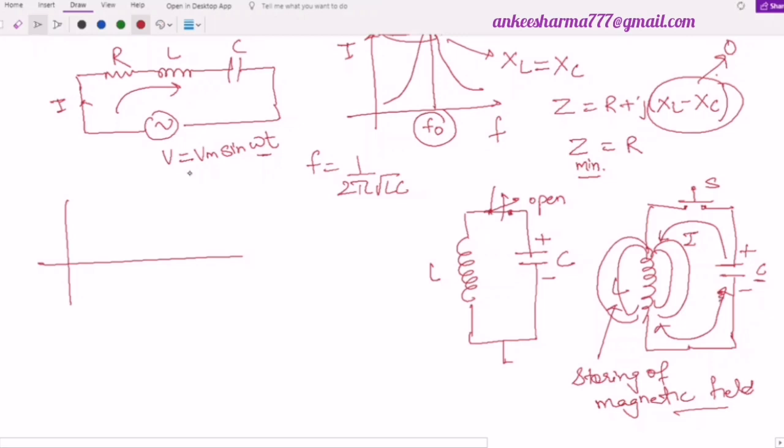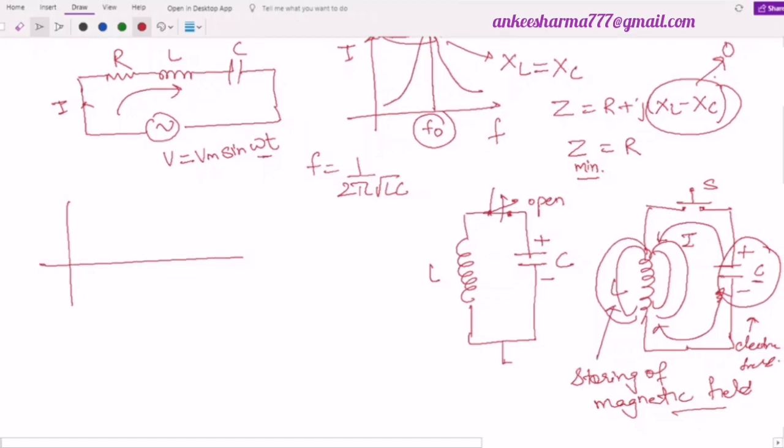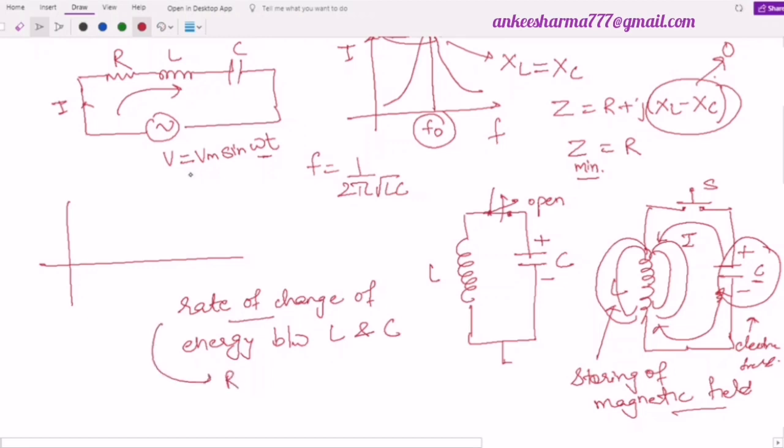Due to this, the capacitor will regain its energy in the form of electric field from the inductor, which was there in the form of magnetic field, and now this capacitor has been fully charged. It will transfer back its energy to the inductor by flowing the current in the opposite direction. This will continue. It means there will be a rate of change of energy between this inductor and capacitor, and this rate of change of energy is called resonance.